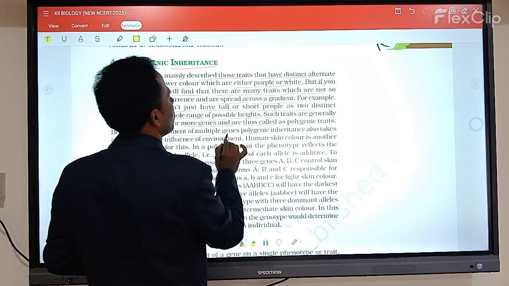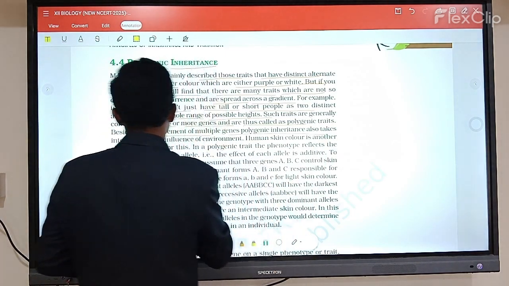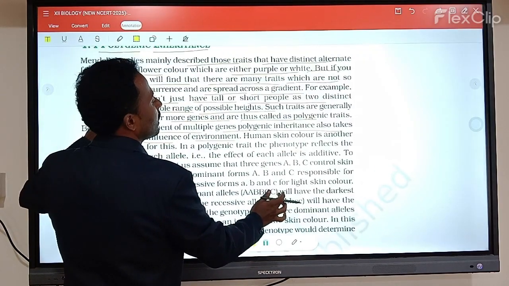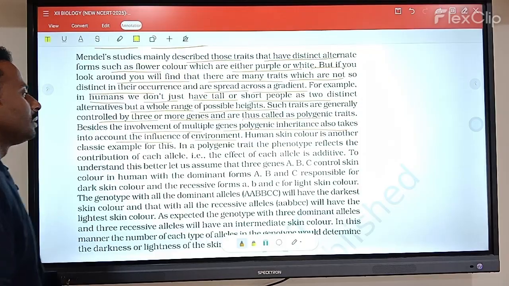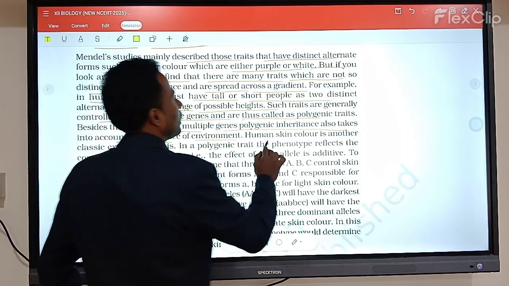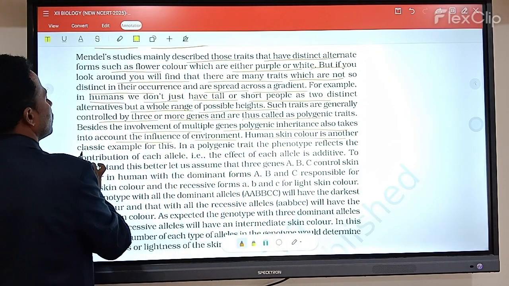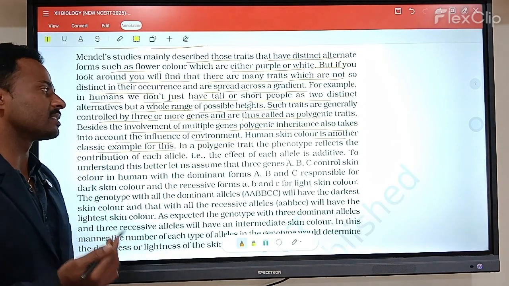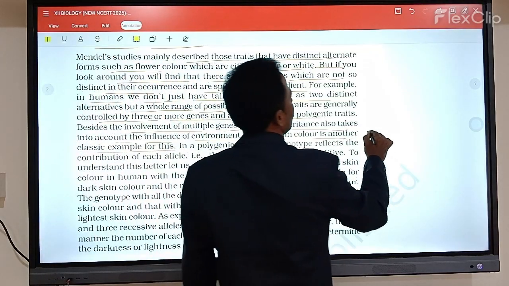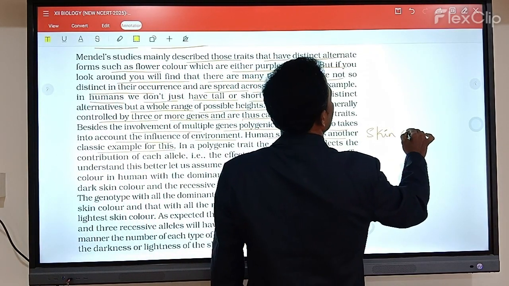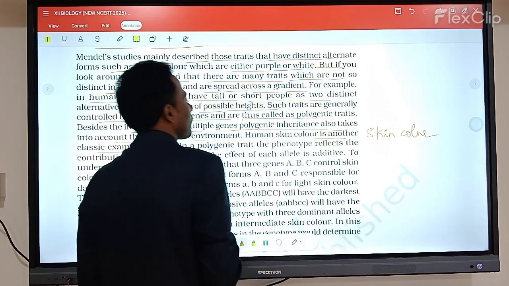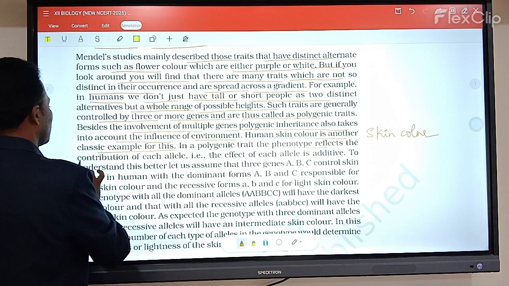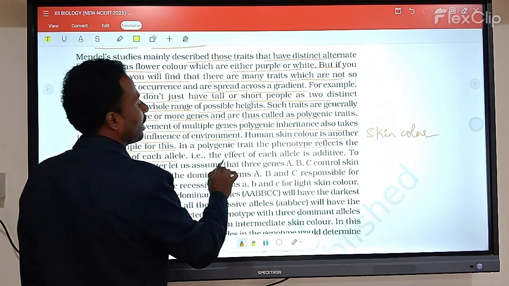Based on the involvement of multiple genes, polygenic inheritance takes into account the influence of the environment. So it mostly takes place as what? Environmental influence will take place. Okay, next, human skin color, another classic example of this. So in polygenic inheritance, another example is what? That is skin color. Skin color.